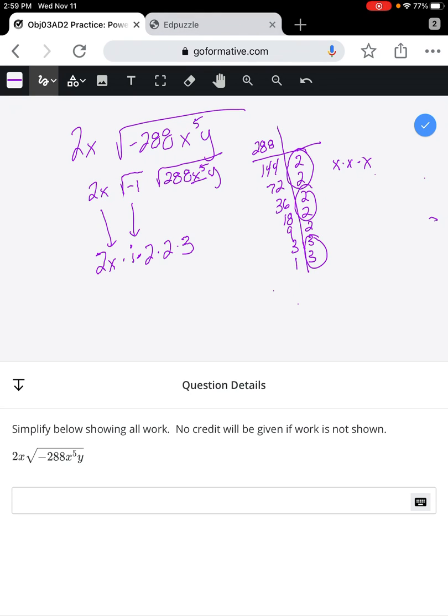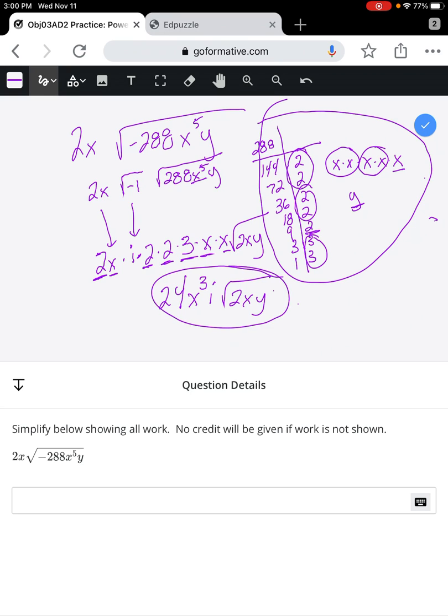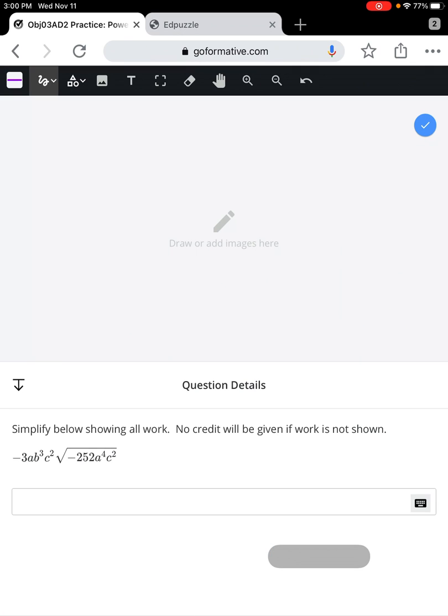I have my x to the 5th, and if you want to rewrite it over here, you don't have to write it underneath the radical. So I'm going to have 2 x's on the outside, and then I just have my y here. Okay, what's not circled over here, because this represents what's in the radical, well, I have the 2, the x, and the y, so that's what's going to go underneath here. Now I have to just simplify this. So I combine my numbers. 2 times 2 is 4, 4 times 2 is 8, 8 times 3 is 24. I have 1, 2, 3 x's, so I'm going to write 24x to the 3rd, i, radical 2xy.